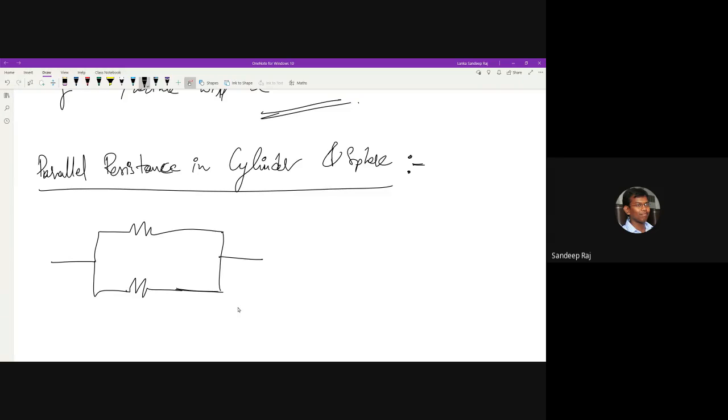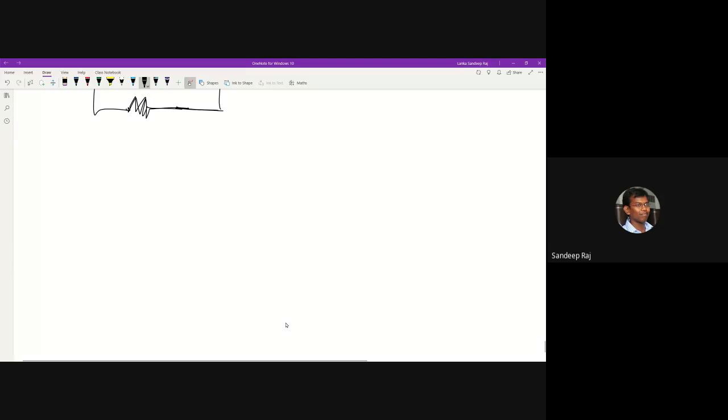Did we come across this parallel concept in cylinder and sphere? No. So far you did not get it. So there can be a chance of getting this parallel concept even in the case of your cylinder and sphere. And when can that happen? It can happen when you are having a sphere or cylinder.